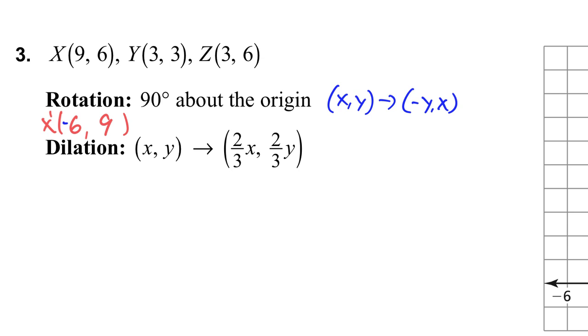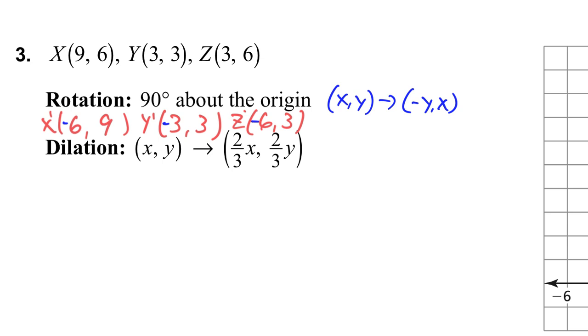So we get negative 6, comma 9. For y prime, I'm going to swap the x and y and now make the first value its opposite. So I have a negative 3, comma 3. And then for z prime, I'm going to have 6, comma 3. Let's make that first value its opposite, which becomes a negative 6.